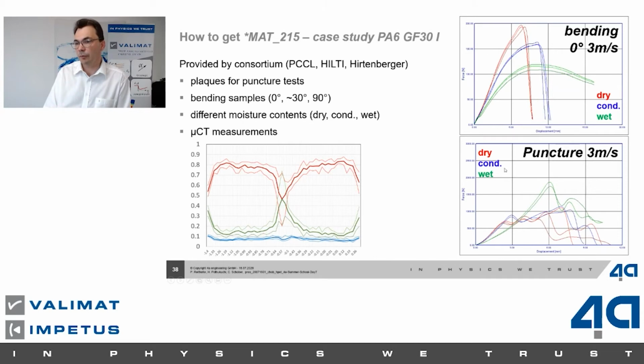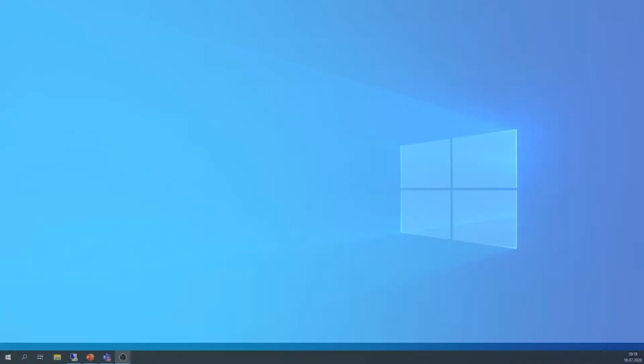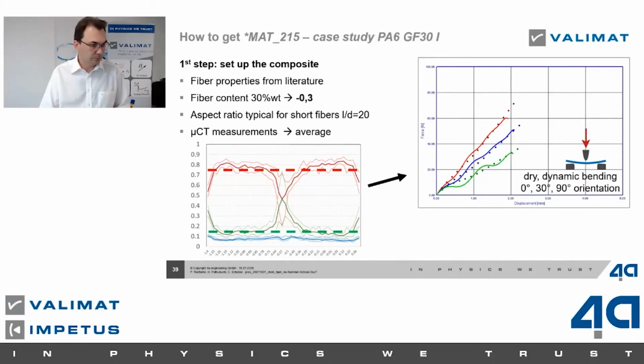You can do this also with some conditioning procedure, and dry as molded. So we know that's the influence of the matrix based on the moisture content. And yeah, how can we now generate a material card for that? I will do this now in the software directly to explain to you what is happening. Okay.